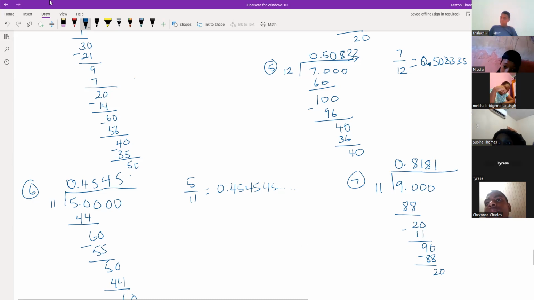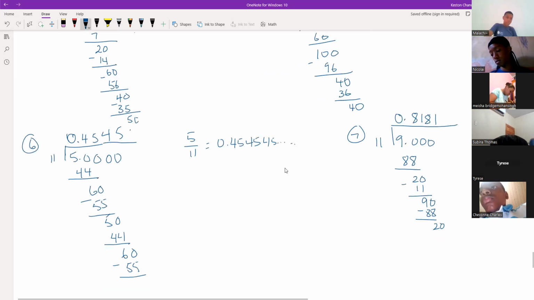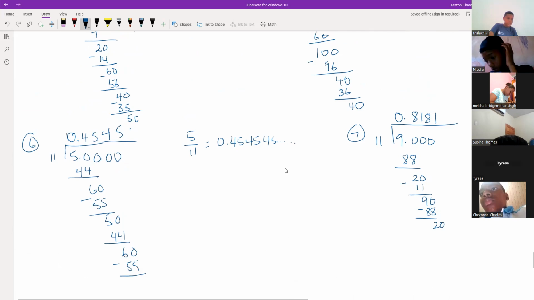So 9/11 is equal to 0.8181, and you put your dots because that's a recurring. If I ask you to write it to 2 decimal places, then you'll write 0.82. Okay? Okay, sir.